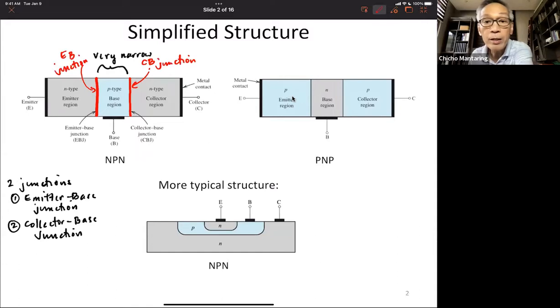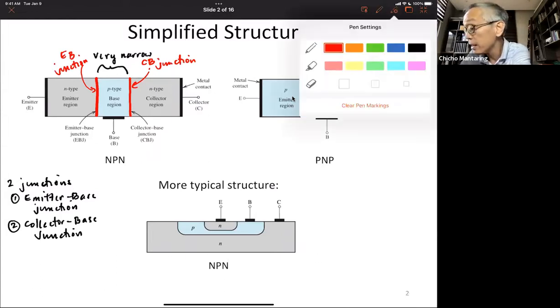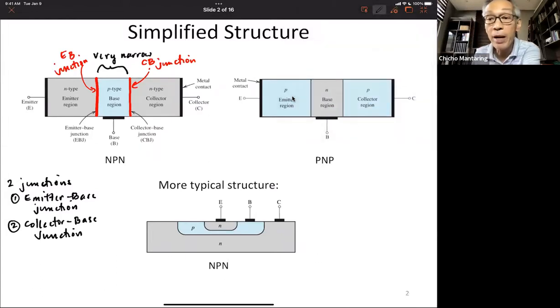Now, the more typical structure of your transistor is shown here below. This is what we call a planar transistor, a planar NPN transistor in this particular case. The reason why we call it planar is because all of the terminals can be accessed from one plane. So this is a cross-section.